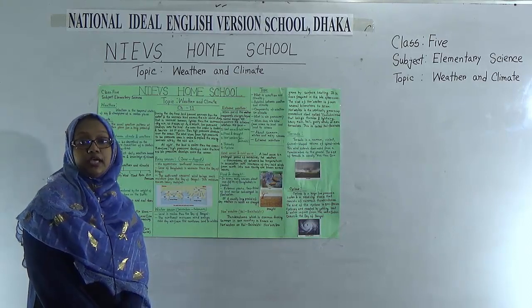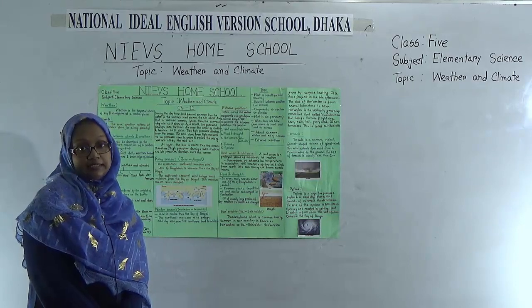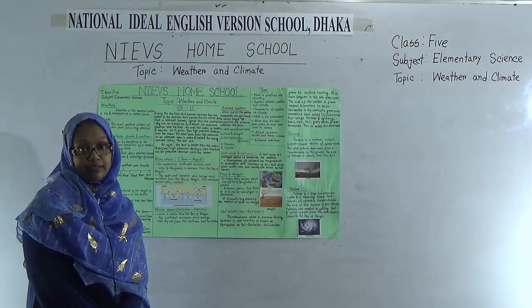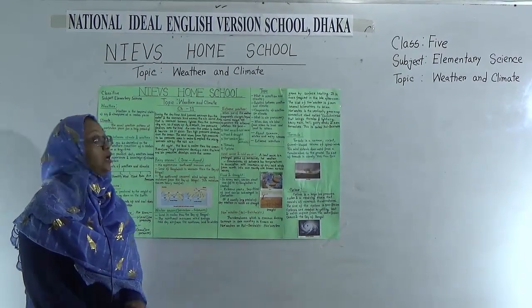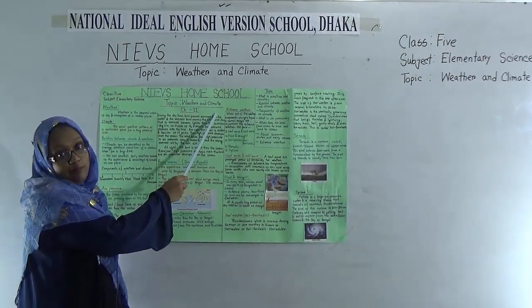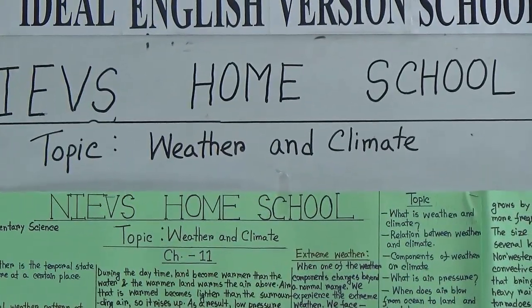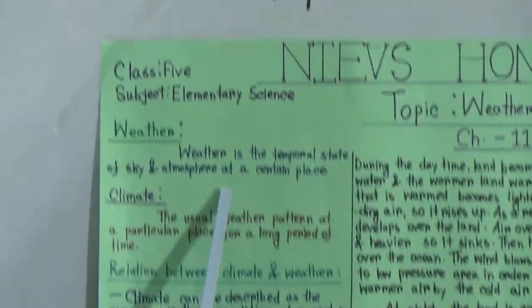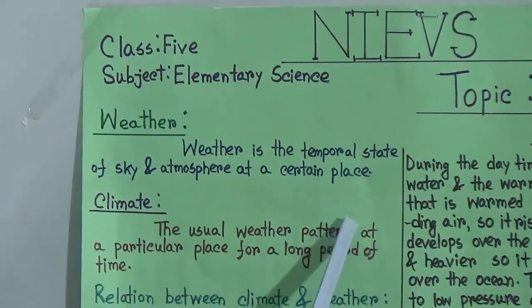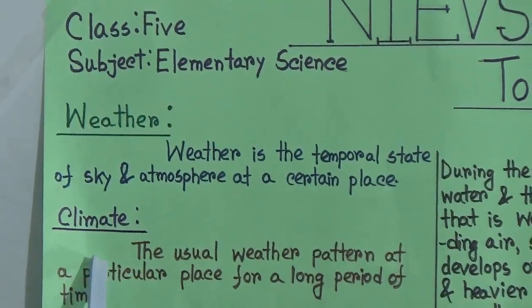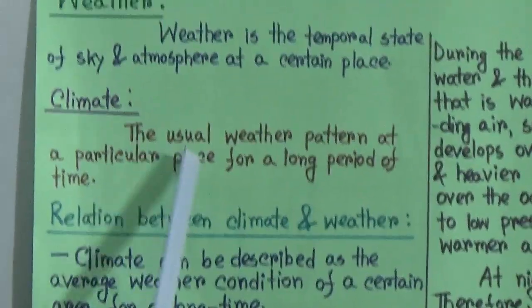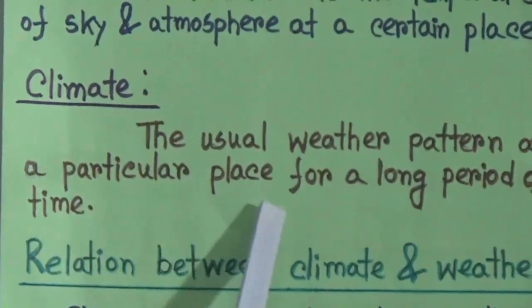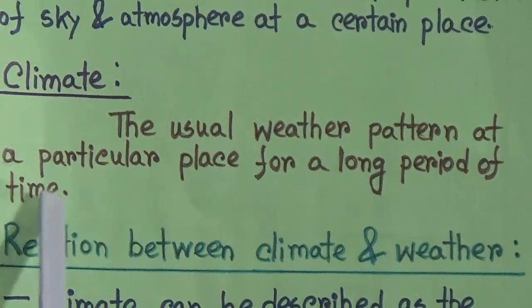Today I am going to take a class 5 elementary science class based on chapter 11, and our topic name is Weather and Climate. Let's start our class. At first, what is weather? Weather is the temporal state of sky and atmosphere at a certain place. And climate, what is climate? The usual weather pattern at a particular place for a long period of time.